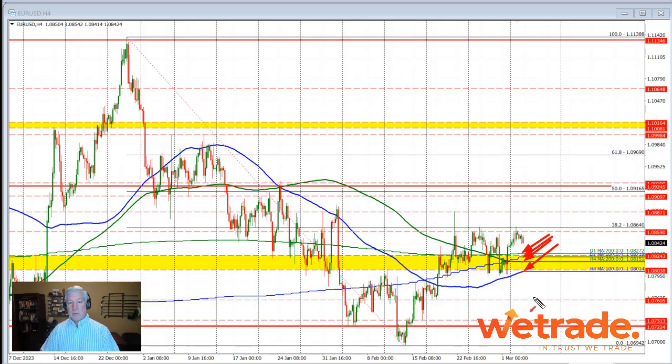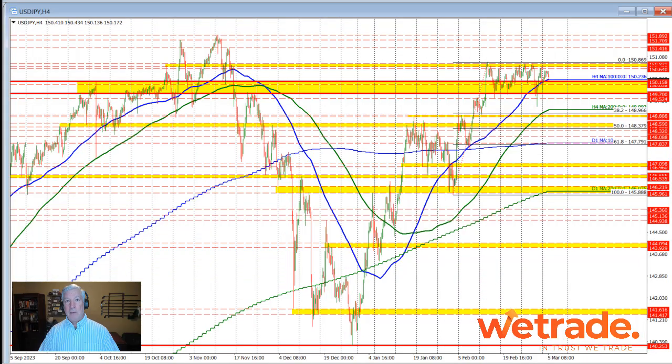Nevertheless, if the sellers are going to take more control, they need to get below one, and then the other, and then the other, and then the other. And if they can do that, that would increase the bearish bias and have sellers looking more toward our low prices on the downside. Until then, however, the battle is on between the 38.2% retracement and this cluster of moving averages, and that's what we're going to have to deal with in trading here today, even with a 16 pip trading range, which is not a lot of movement.